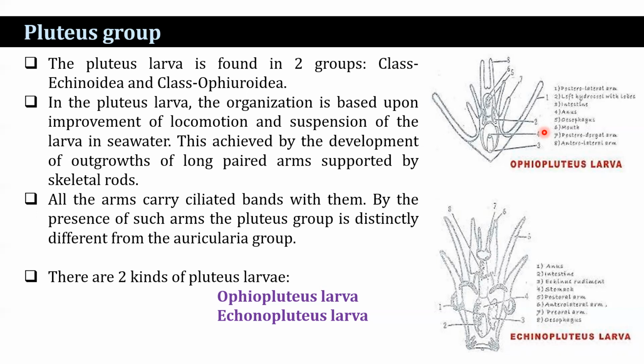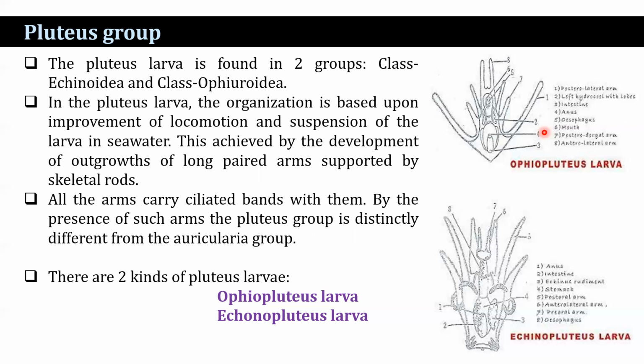Whereas the Ophiuroidea are commonly known as brittle stars, with arms sharply set off from the central disc, ambulacral groove absent, and arms largely filled by vertebral ossicles. Now the Pluteus groups are found in Echinoidea and Ophiuroidea. In the Pluteus larva, the organization is based upon improvement of locomotion and suspension of the larva in the seawater. This is achieved by development of outgrowths of long paired arms supported by skeletal rods. Furthermore, all the arms carry ciliated bands. Thus, ciliated locomotory arms are helpful for greater suspension.